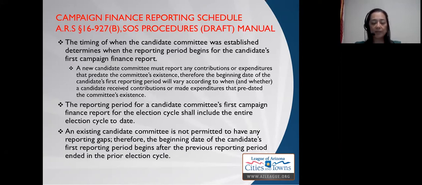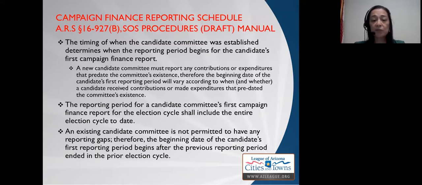Essentially, it's in the statute that the candidate always has to be tracking their contributions and expenditures, even if they haven't triggered that threshold yet, because they might. And if they do, they're going to have to go back and report everything they've spent since the beginning. So it's important that they know that even though they're not having to file a statement right now or start reporting, if they hit that threshold, they're going to have to account for everything from when they first started. So that's just important to remind them.